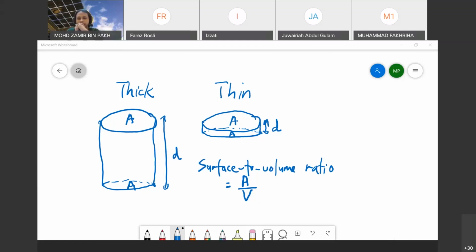A over V. How do you calculate V for this cylinder? A times D, right? How do you calculate the volume of a cylinder? Area times thickness, right? Simple, right? Volume.